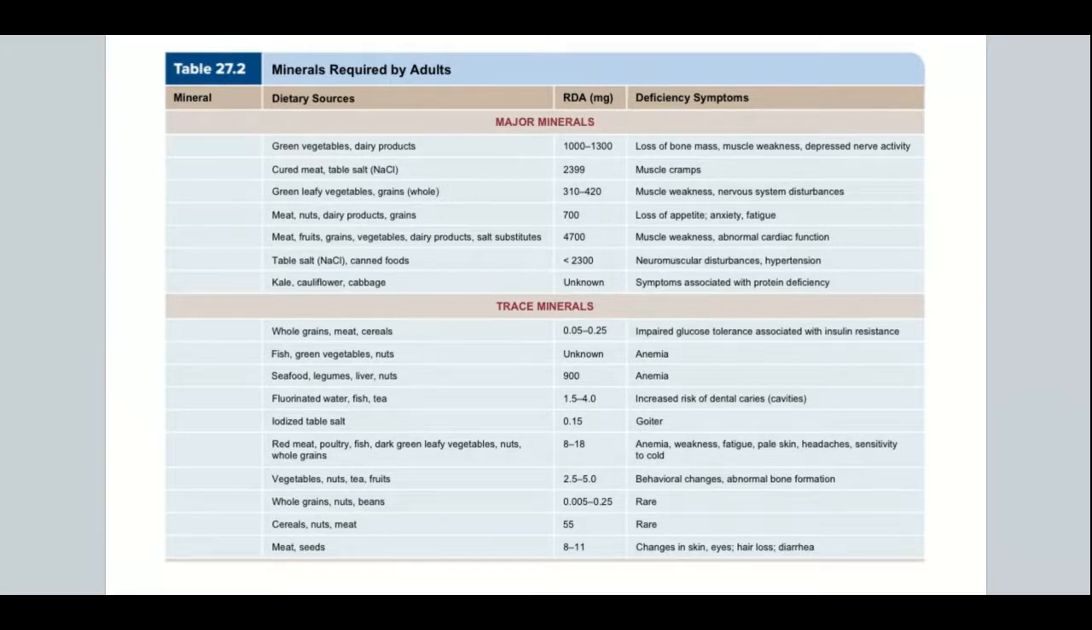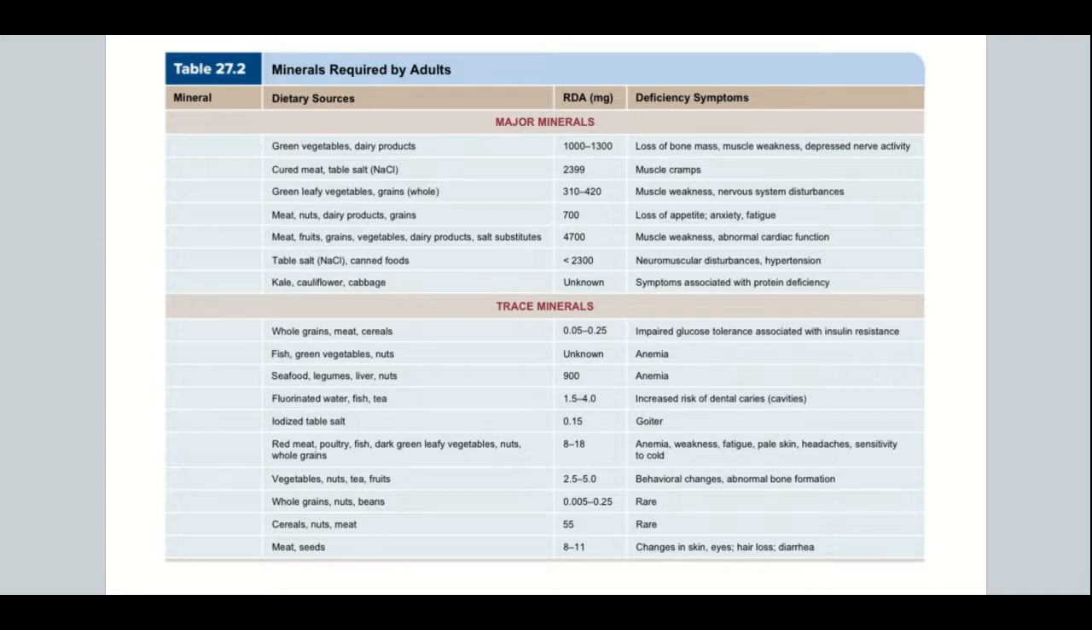Okay, so we have our major minerals and trace minerals. Minerals are inorganic ions. Vitamins were organic molecules, but minerals are just ions, which are charged molecules, and we can divide them into major and trace. Major minerals, you need more than 100 milligrams a day. Trace minerals, you need less than 100 milligrams per day.